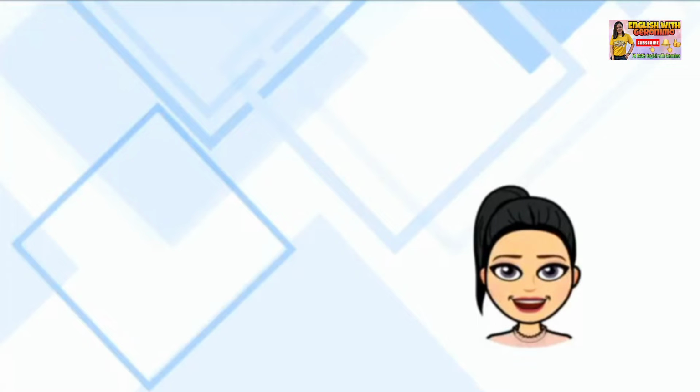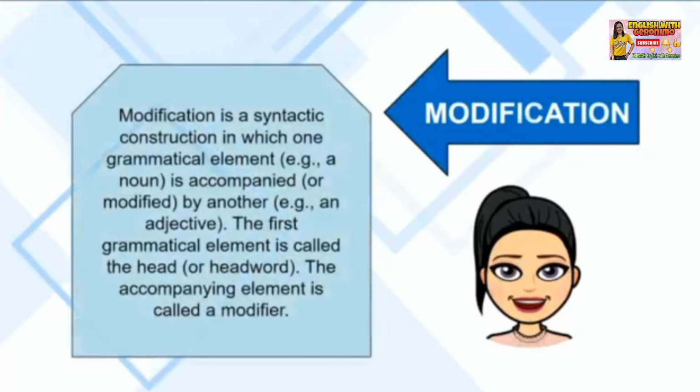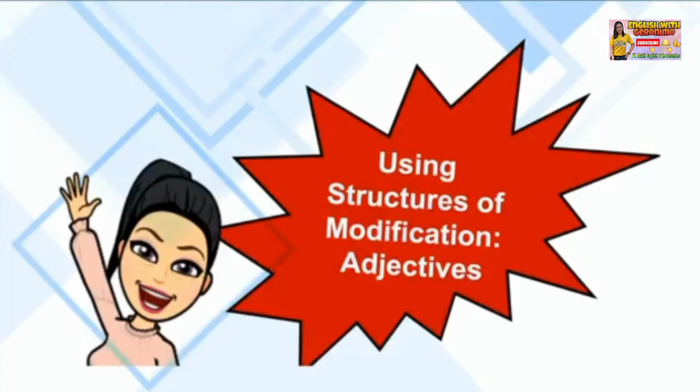Now let's recall what modification is in relation to adjectives. Modification is a syntactic construction in which one grammatical element, like a noun, is accompanied or modified by another, like an adjective. The first grammatical element is called a head or head word. The accompanying element is called a modifier. For today's lesson, we are going to discuss using structures of modification, adjectives. The descriptions you thought of in our previous activity modify the words flag and Filipinos.